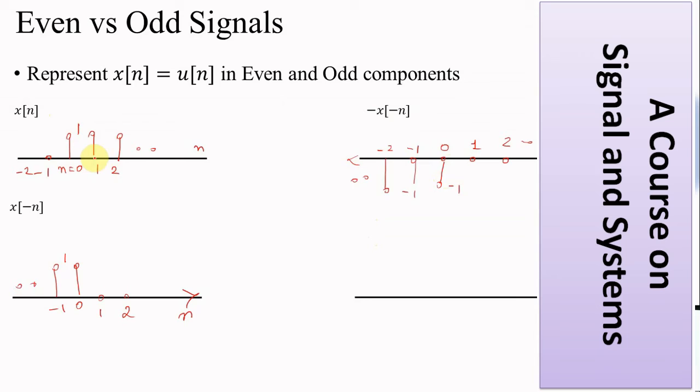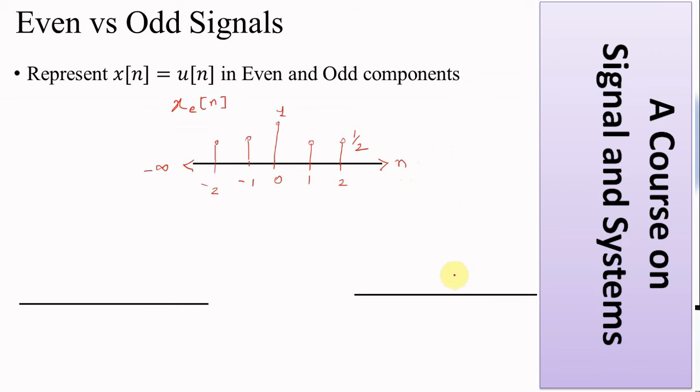At n is equal to 1, x[n] is 1. At n is equal to 1, minus of x[-n] is basically 0. So it becomes 1, and by the definition of odd component, it will be divided by 2. So it becomes 1 by 2. Similarly, at n is equal to -1, this x[n] is 0. However, minus of x[-n] is -1. So I add 0 and -1, I get -1. And then there will be a division by 2 as per the definition.